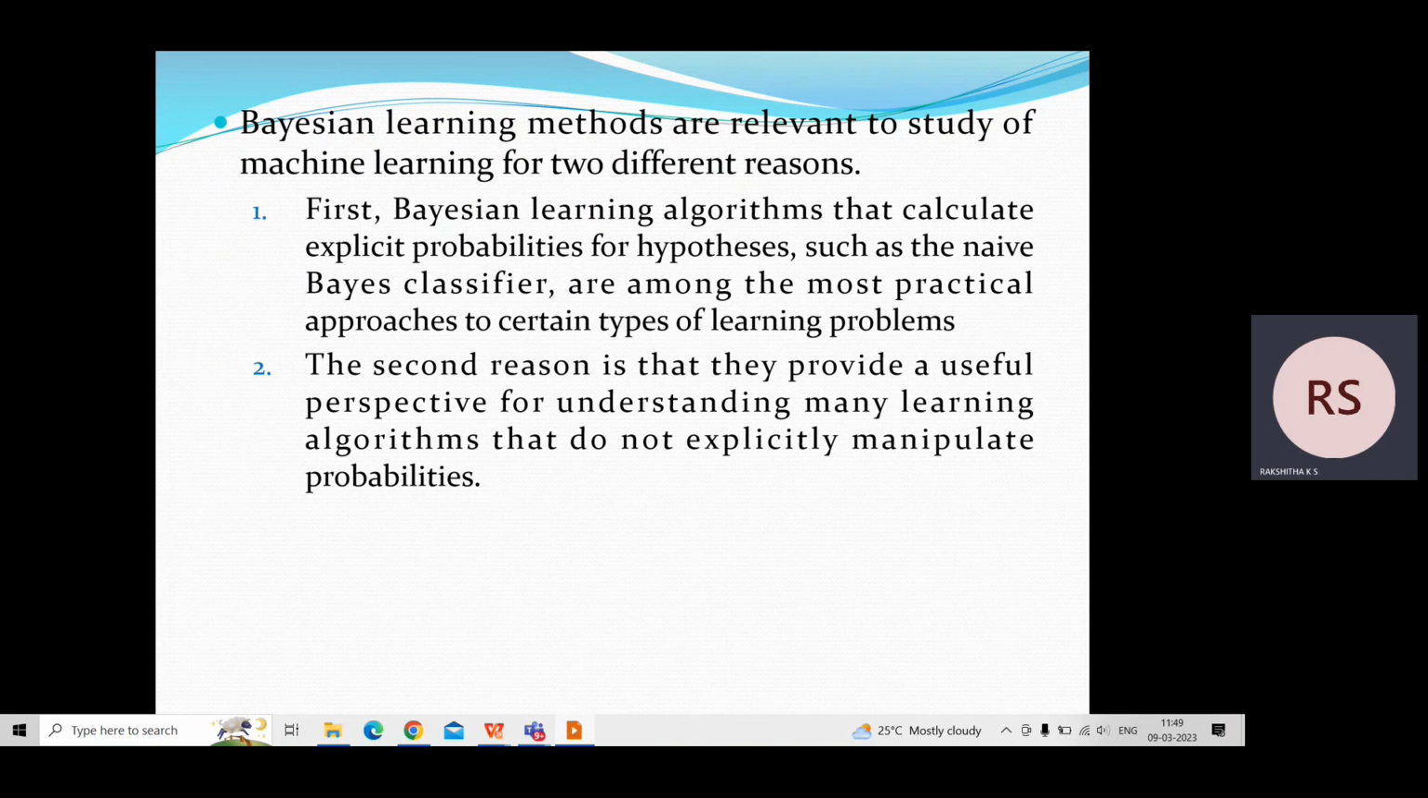The first reason is that Bayesian learning algorithms calculate explicit probabilities for hypotheses, such as the Naive Bayes classifier, which is among the most practical approaches to certain learning problems. So that is one reason why Bayesian learning is relevant and required to study machine learning. And the second reason is that it provides a useful perspective for understanding many learning algorithms that do not explicitly manipulate probabilities.